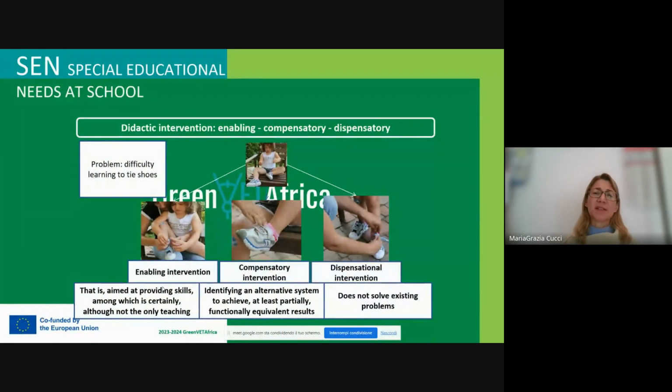Of course, this situation does not solve the existing problem, but gives the student the opportunity to do the same task, the same action as the others, without losing the content, making exercises that are exactly like those that are given to the others.